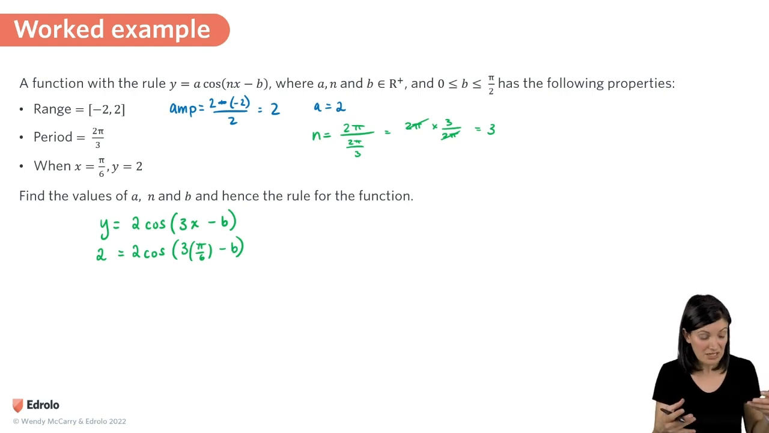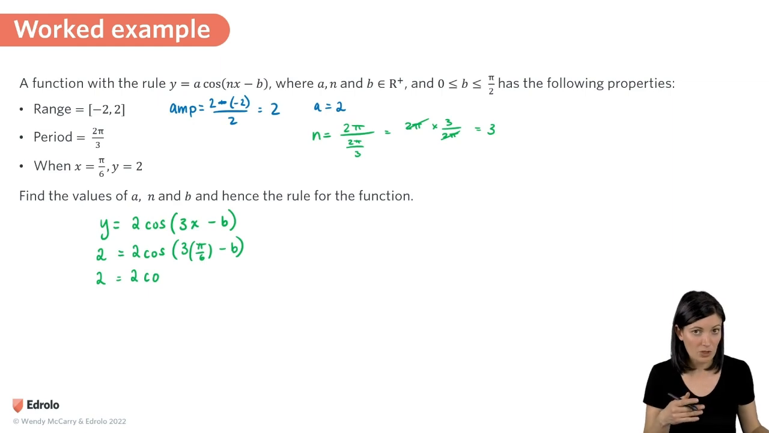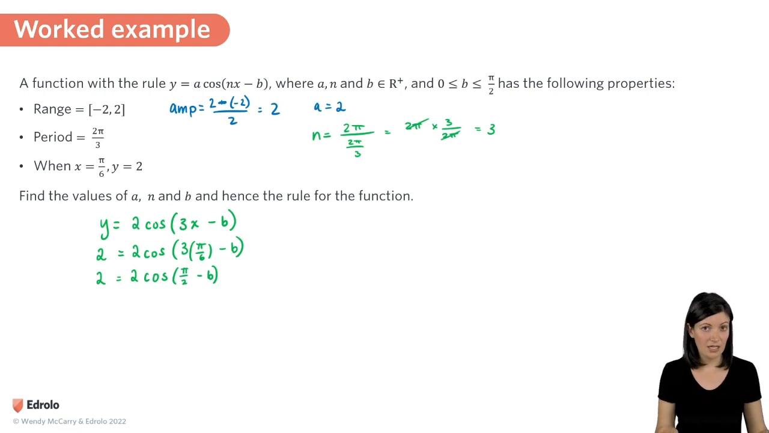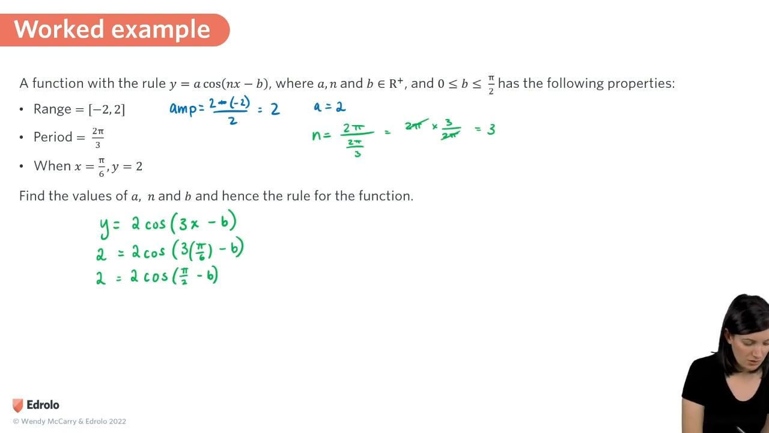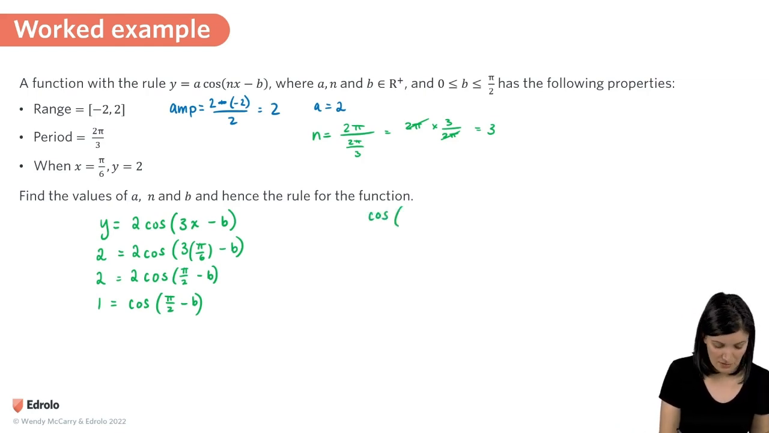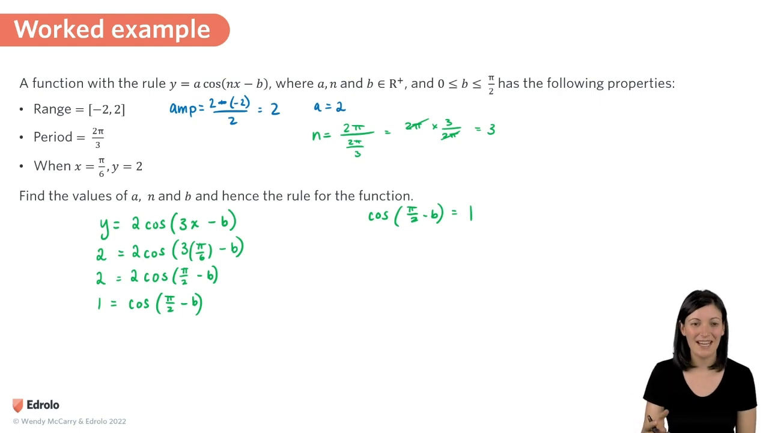Okay, now let's neaten this up a little bit. So the first thing I'm going to do is just multiply 3 times pi on 6. 2 times cos of, so 3 pi on 6 would just be pi on 2. And I can divide both sides by 2 to get 1 is equal to cos of pi on 2 minus b. Okay, I'm just going to rewrite this. I like having the cos on the left-hand side is equal to 1.